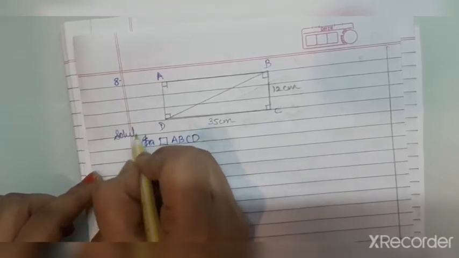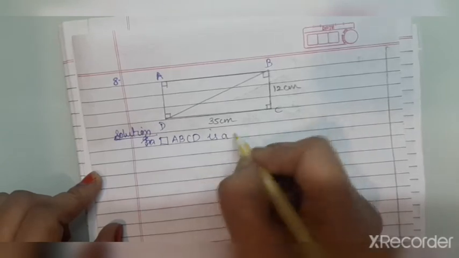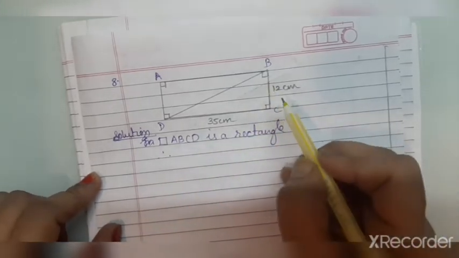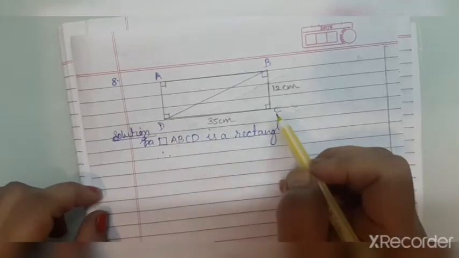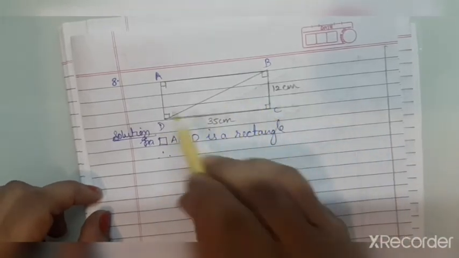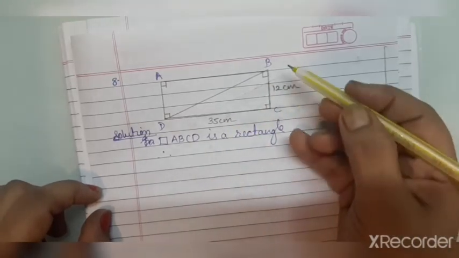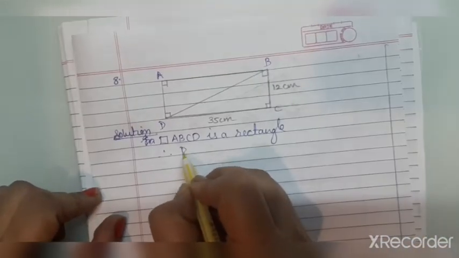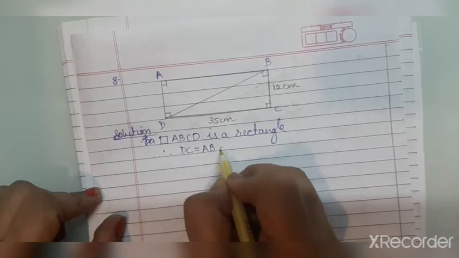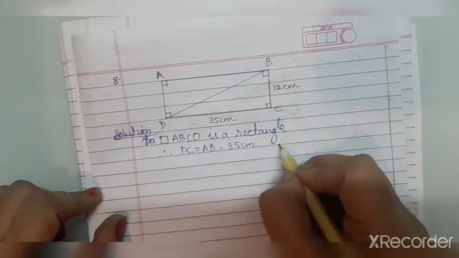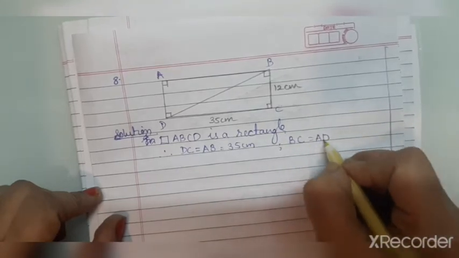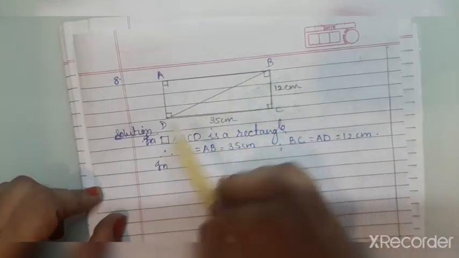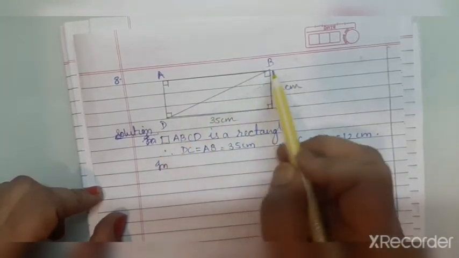Okay, solution. Quadrilateral ABCD is a rectangle. And here the length and the breadth is given. Length is, in this figure, DC and AB, which is 35 centimeter, and breadth is BC and AD, which is 12 centimeter. So you'll write DC is equal to AB is equal to 35 centimeter and BC is equal to AD is equal to 12 centimeter. Now we have to find the diagonal of the rectangle. That is, we have to find BD.